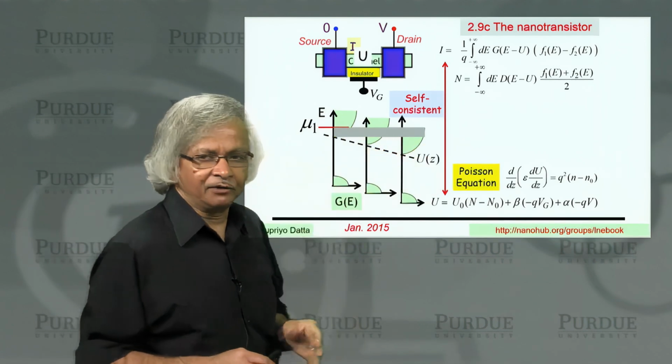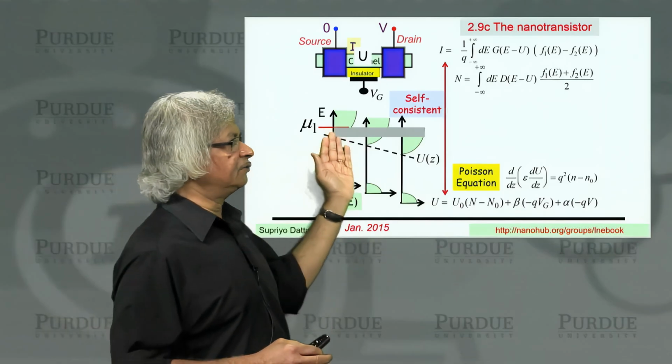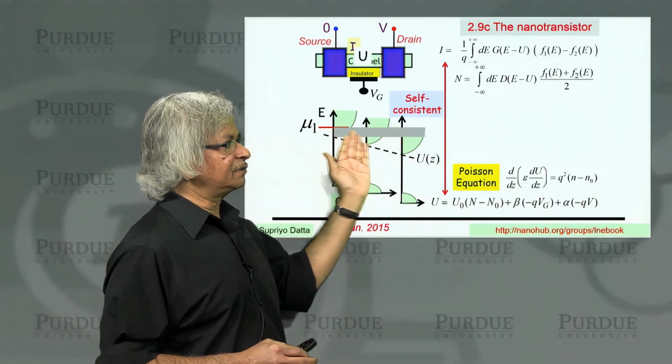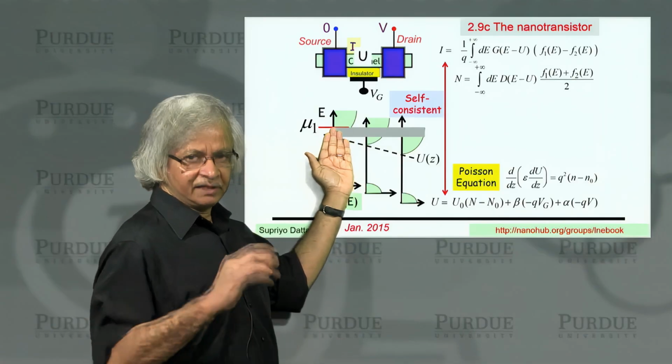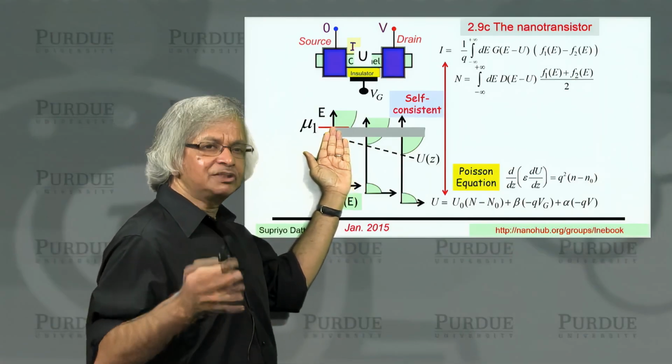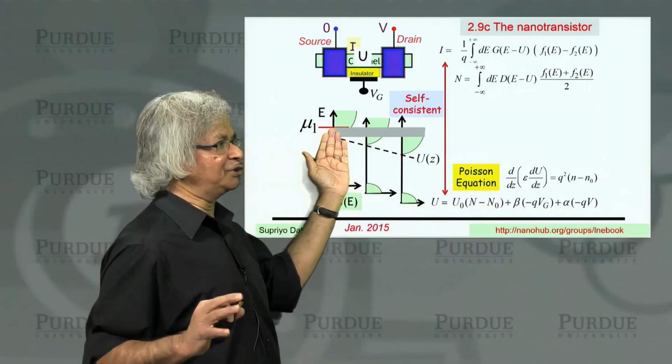So the point I'm trying to make is, if you have a model which allows electrons only to travel to the channel they started in energy, then you'll tend to calculate a much lower current than what you actually get.